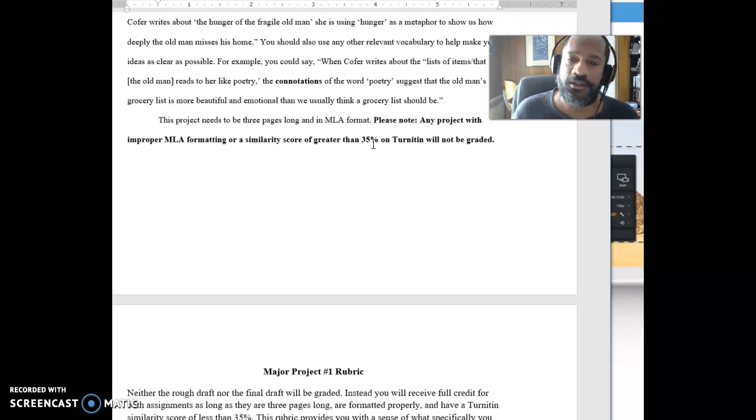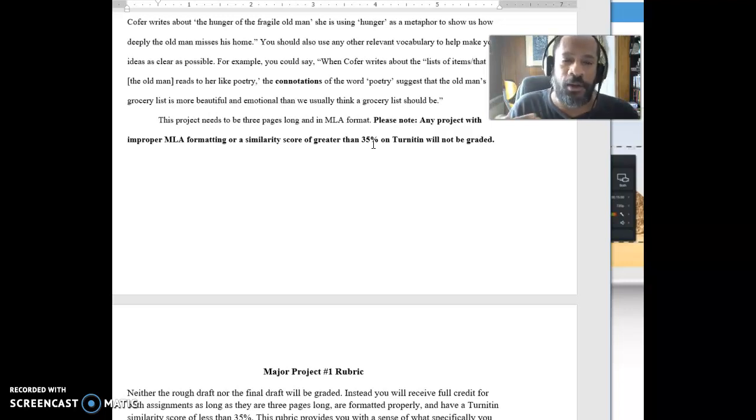And then just to be clear about what that means, a similarity score of 35%. Turnitin looks at your paper and it says, are any of these words, this string of words that we have, are they coming from somewhere else? Can I find them anywhere else on the internet? Okay. Your quotes should be found, right? If you've got a quote, they should be there, right? So you should not have a 0%.